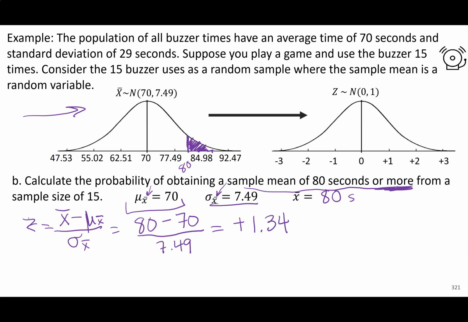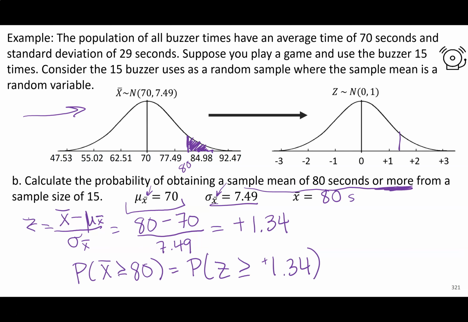And I only round out to 2 places past the decimal because with z-scores, it doesn't really make sense using a table that goes to 2 places to go further than 2. Okay, so the probability that x bar is greater than 80 seconds is going to be the same as the probability that z is greater than or equal to positive 1.34. The shaded areas are equal to each other, but I have a table for the normal 0, 1. That's why we converted over to z.